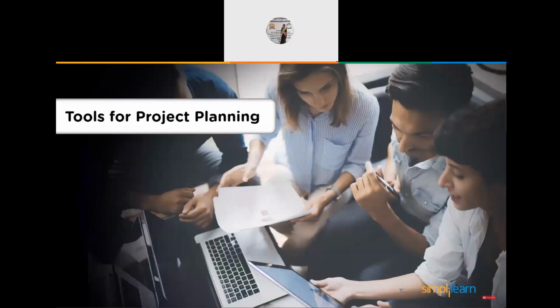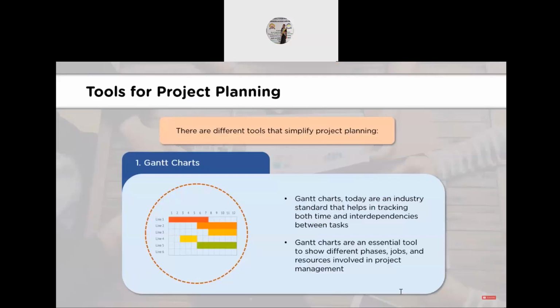Moving on, let's have a look at the tools for project planning. The first tool that we have is a Gantt chart. Today, Gantt charts are one of the most popular project management tools. They help in tracking the status of the work at a particular time and their dependencies on each other. Gantt charts help in showing different phases and steps involved in a project.